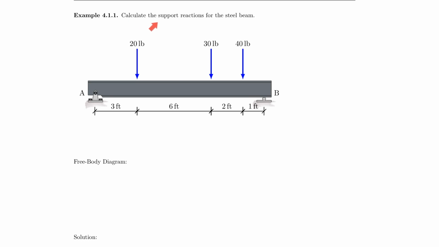So here we are asked to calculate the support reaction for the steel beam that has three loads on it, 20 pounds, 30 pounds, and 40 pounds, and then has, of course, given distances for each of these forces. And the first thing we always have to do when we see these problems is to draw the free body diagram before we can actually solve it. And what I do to help myself with this is usually I kind of bring down the dimensions. So let's do that first.